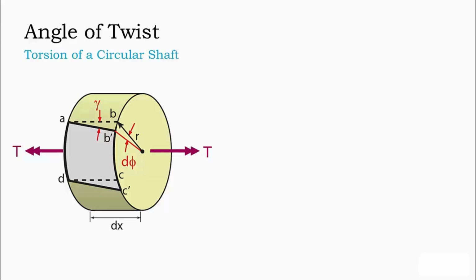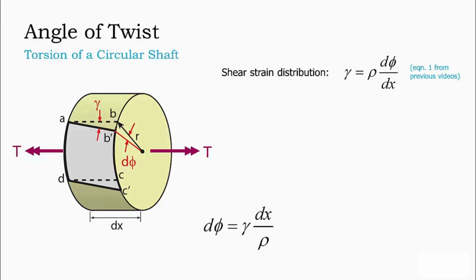If we focus in on that segment of shaft with length dx, we can recall that the angle of twist associated with this segment can be related to the shear strain state. In previous videos, we already established that the angle of twist of this segment, d phi over dx, is the rate of change of the shear strain with respect to the radial position within the shaft cross-section. It is the slope of the linear shear stress distribution. We can rearrange this equation in terms of d phi as shown below.